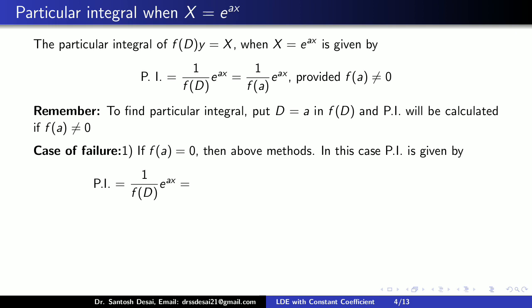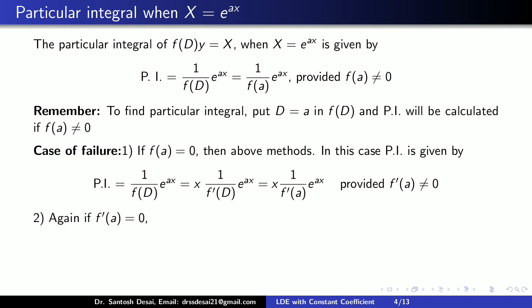Now if you put D is equal to a, and f of a is equal to 0, then in this case, first we write one independent variable x, then take the derivative of the denominator only. Just listen carefully, I am saying the derivative of the denominator only, that is the derivative of f of D only. So that is x into 1 upon f dash D e raised to ax, and again put D is equal to a in the denominator, that is f dash a. Again simplify this. If f dash a is not equal to 0, then this is the final answer. And if f dash a is equal to 0, then again we follow the same procedure.